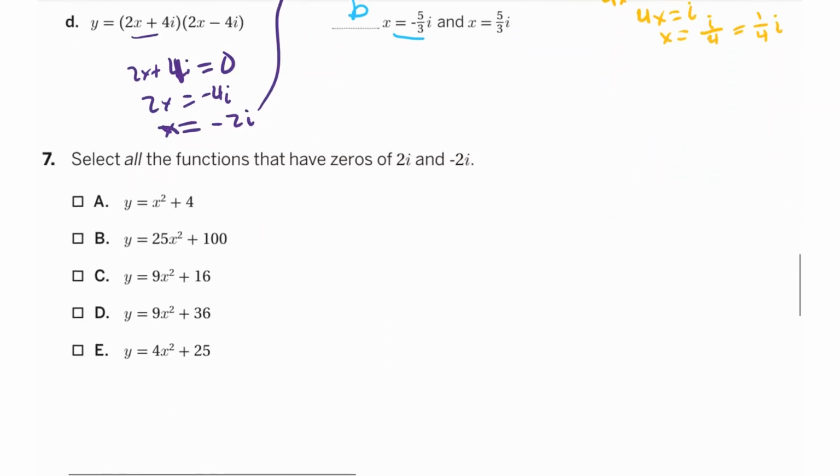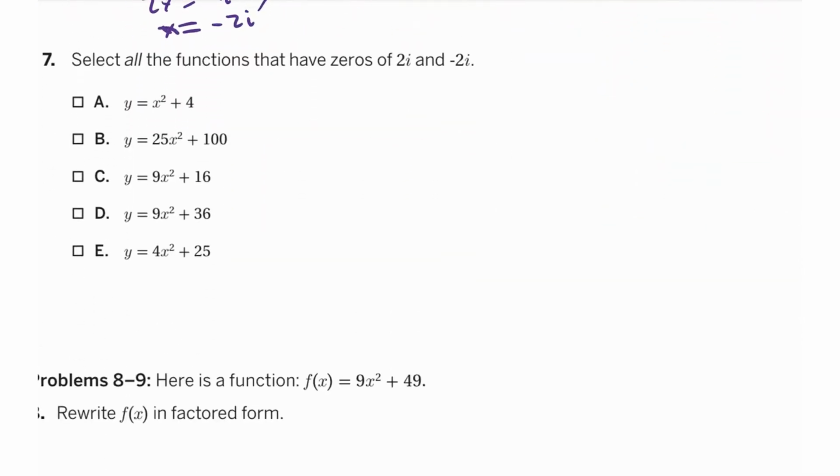Okay, for number 7, select all the functions that have zeros of 2i and negative 2i. So in this one, same idea. We're going to have to solve these. The way we solve them is that we're really just setting the y value equal to 0. That's what it means to have a zero here. So all of these become 0, and I'm just going to solve them. So 0 equals x squared plus 4. I subtract 4 from both sides. I take the square root of both sides. The square root of negative 4 ends up giving me plus or minus 2i. And so A is good.